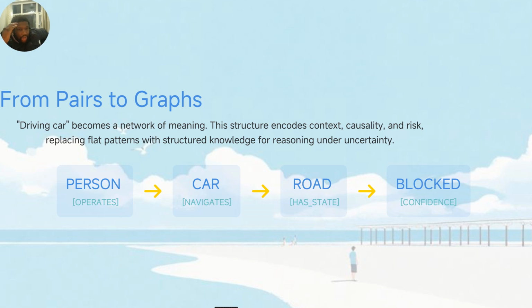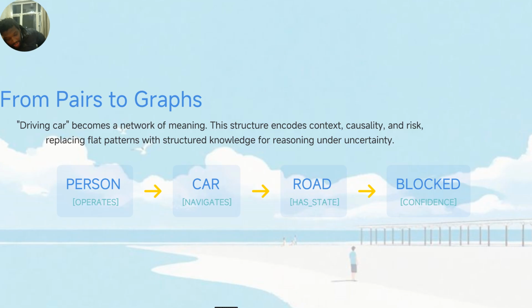Basically, driving car from pairs to graphs. So the KNN clustering algorithm is basically, you get a driving car, and a driving car does what? It becomes a network meaning. So this is the main idea behind the search indexing operation for the verb noun concept. Driving car becomes a network meaning. So the idea is to give context information based on classifier pair.